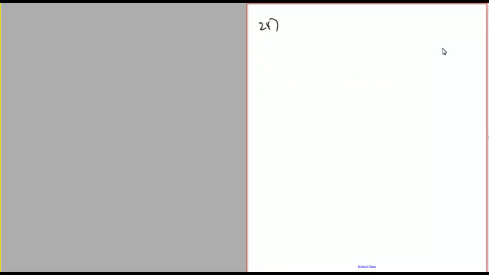Okay, problem 24 is a swimming pool problem. We talked about that the other day. So let me draw a swimming pool. We're just going to draw a rectangle. So here's a swimming pool.